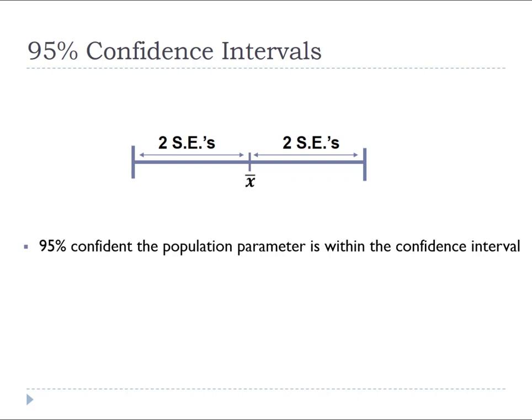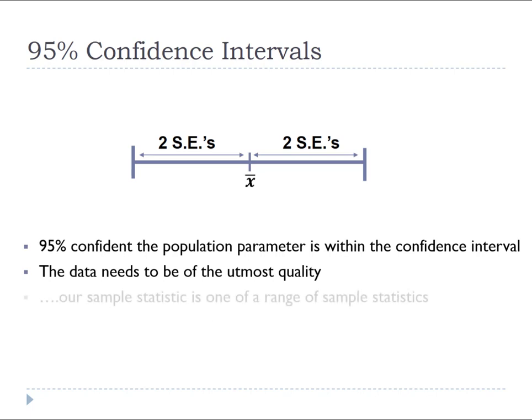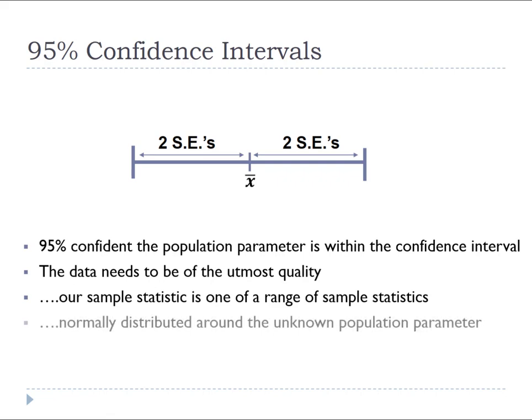For this approach to be valid, it is very important that the sample data collected adheres to the necessary assumptions and conditions for valid analysis. If our data is of good quality, we can assume that our sample statistic is one out of a range of possible sample statistics distributed under the normal distribution, centered at the unknown population parameter.